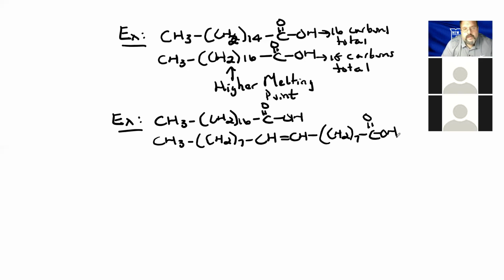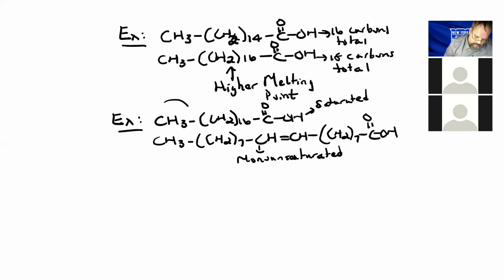So here we have two fatty acids that have the same number of carbons. They both have 18 carbons total. So what's the comparison here? The comparison here is basically based on the fact that the top one is a saturated fatty acid, and the second one is a monounsaturated fatty acid. So, based on the fact that the top one is saturated versus the bottom one being unsaturated, which one would absolutely have to have the higher melting point? It would have to be the saturated one. The saturated one would absolutely have to have the higher melting point.